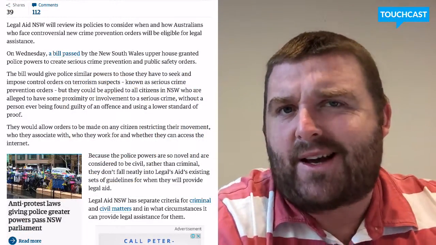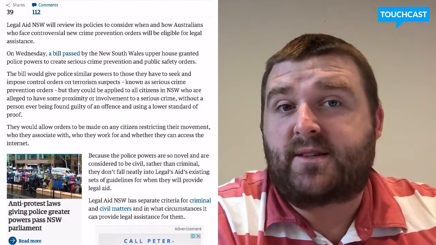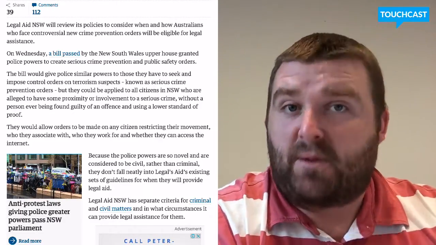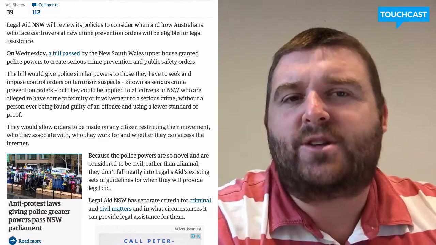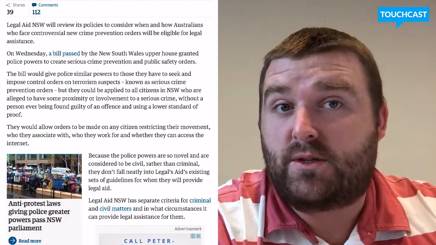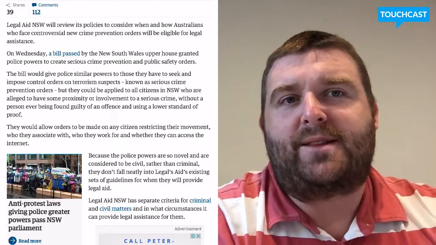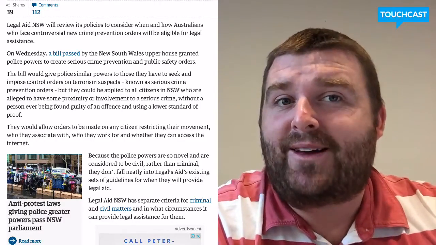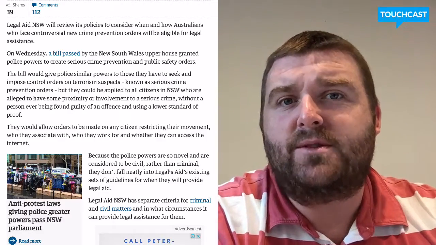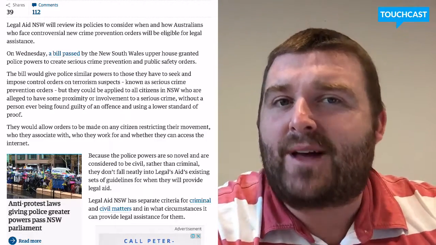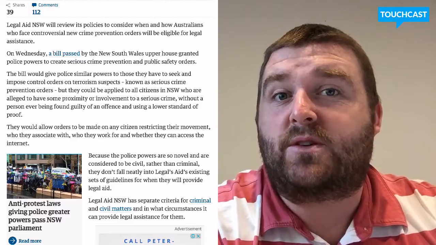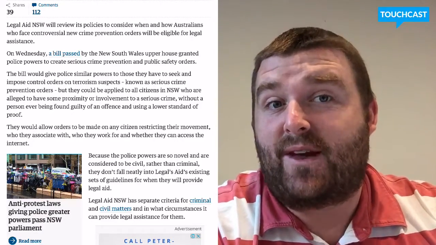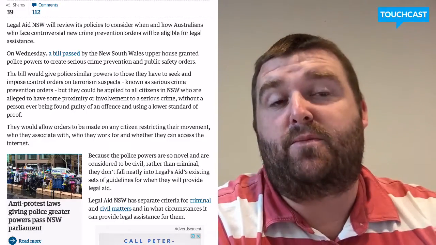So, as this article states, this is about a bill that passed the New South Wales Upper House. It grants extraordinary new powers to the police force to create serious crime prevention and public safety orders. So we've got a couple of things to talk about there. These are called serious crime prevention orders. They can be applied now to all citizens in New South Wales who are alleged to have some proximity or involvement to a serious crime, without a person ever actually being found guilty of that offence, and it's using a lower standard of proof.